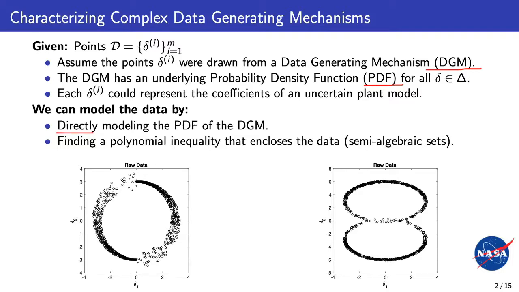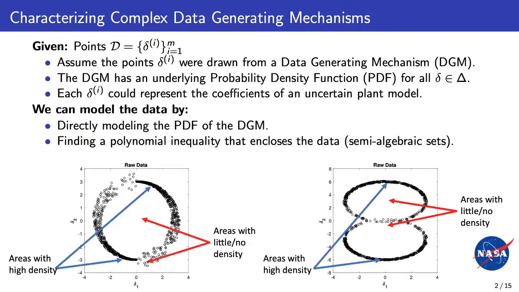Now we can directly model the DGM by modeling the PDF as a sliced normal PDF, or we can find the level sets of our sliced normal PDF, which are polynomial inequalities that tightly enclose the data. Here we have two DGMs that have areas where delta is drawn with a high density and areas where delta is drawn at little or no density.